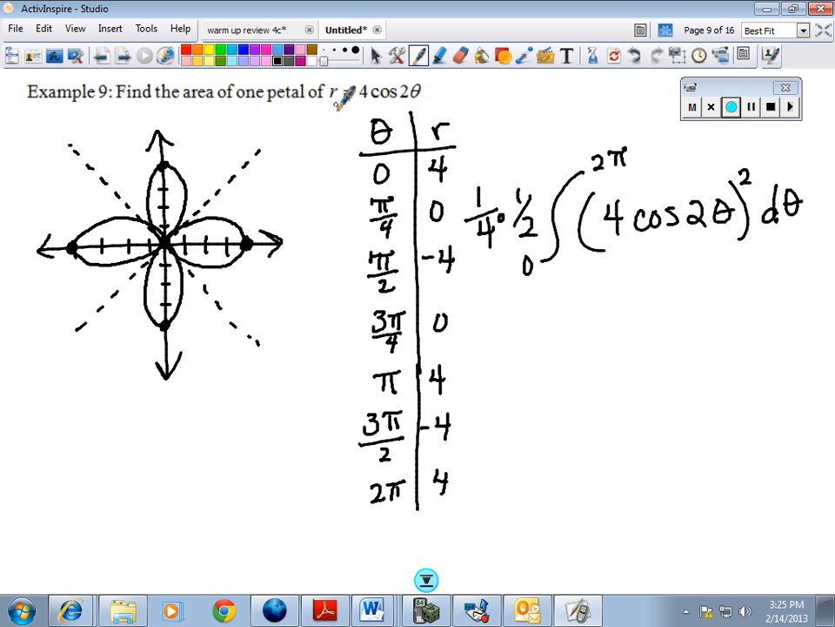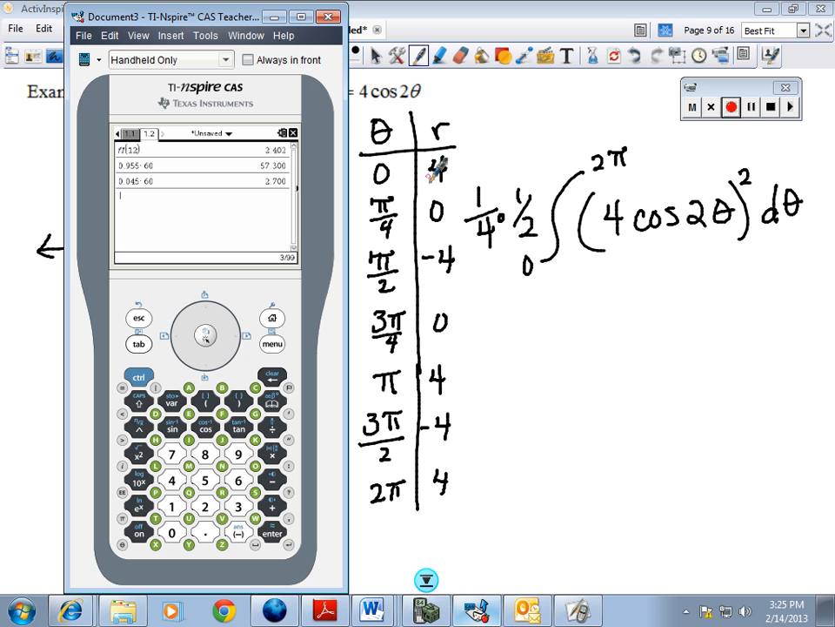So if I find the area of all the petals and divide it by 4, I can find the area of just 1 petal. And I did not take the time to calculate this ahead of time, so I'll just do it really fast. That'll be 1/8. I'm not sure if I'm in degrees or radians right now. I need to check that.